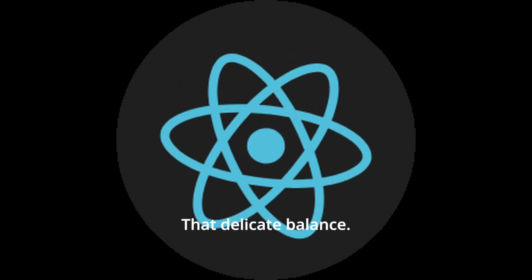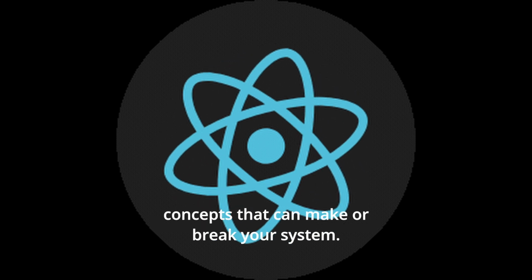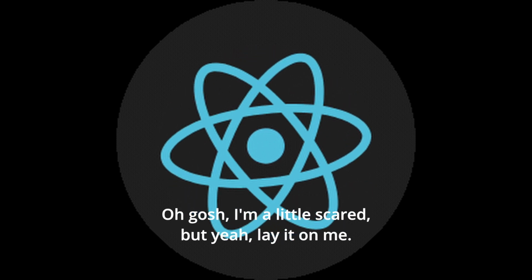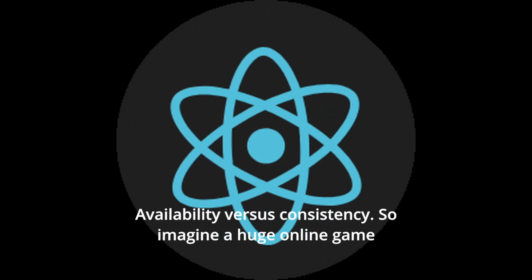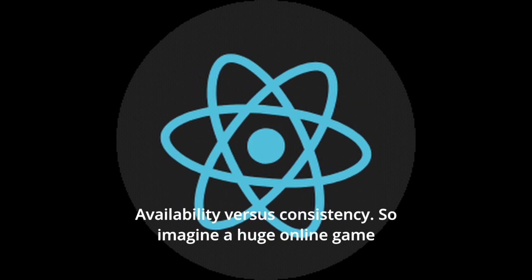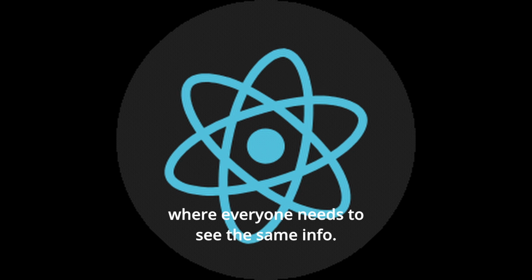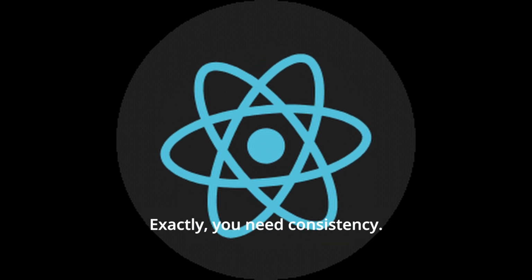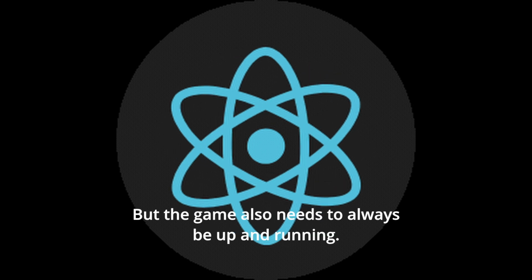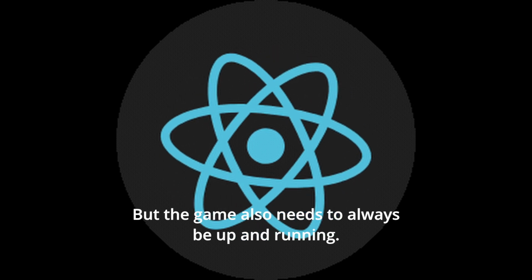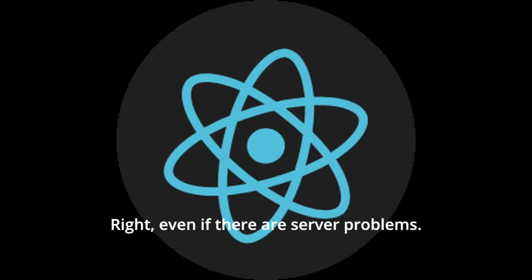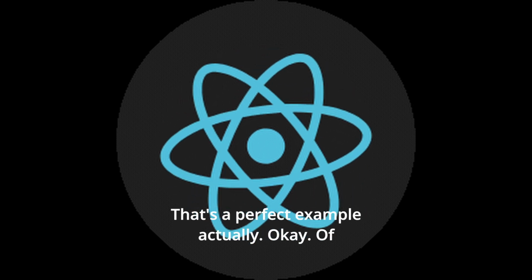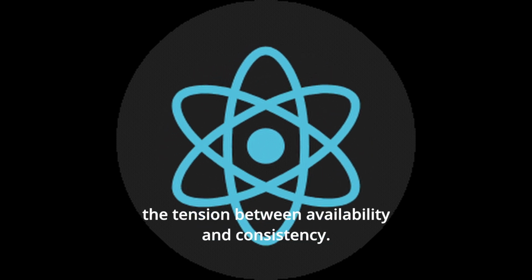That delicate balance. And now, ready for two more concepts that can make or break your system? I'm a little scared, but lay it on me. Availability versus consistency. So imagine a huge online game where everyone needs to see the same info, like who scored the winning point. You need consistency, but the game also needs to always be up and running, even if there are server problems. Availability is key. That's a perfect example of the tension between availability and consistency.